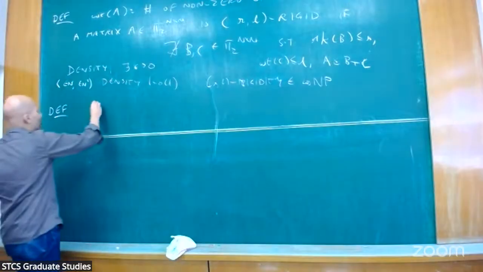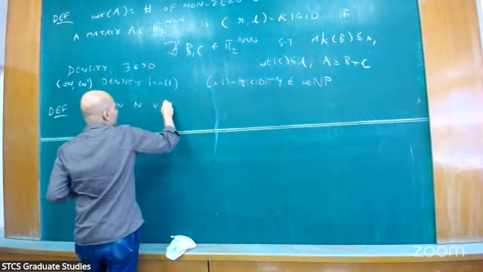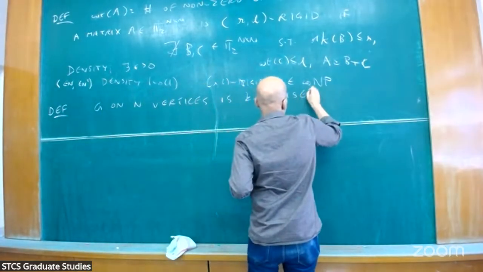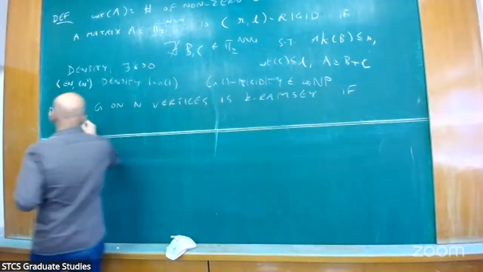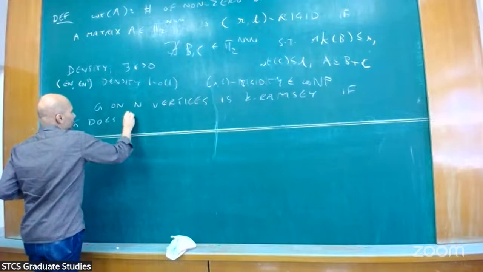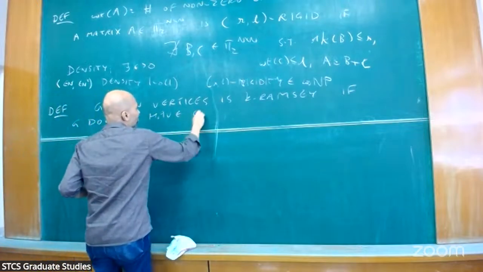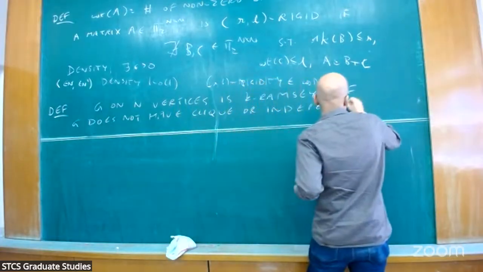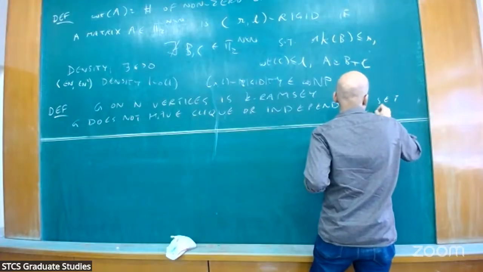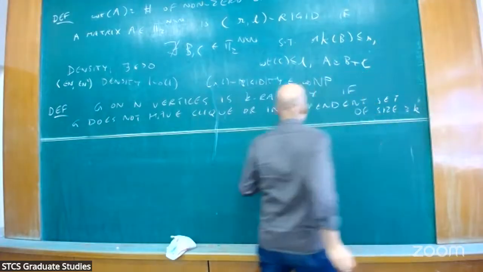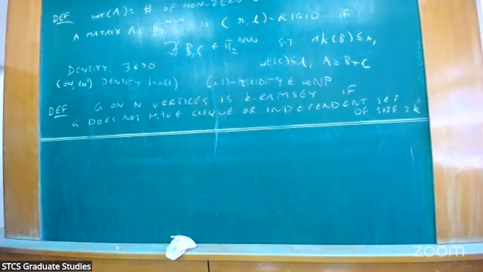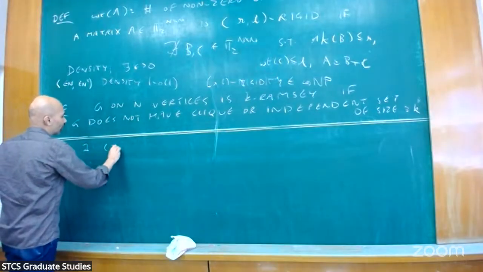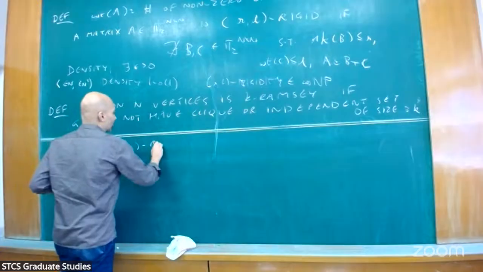So we'll just say that a graph G on n vertices is K-Ramsey if G does not have a clique or independent set of size K. And Erdős proved famously that there exist 2 log n Ramsey graphs on n vertices.